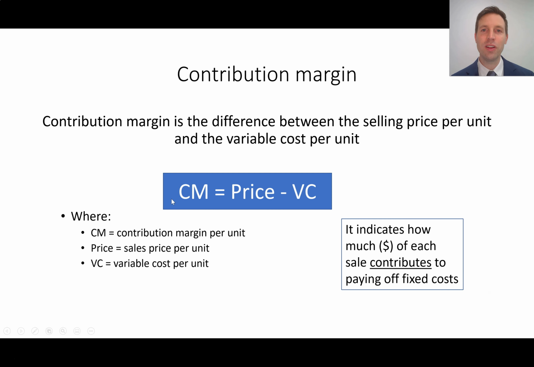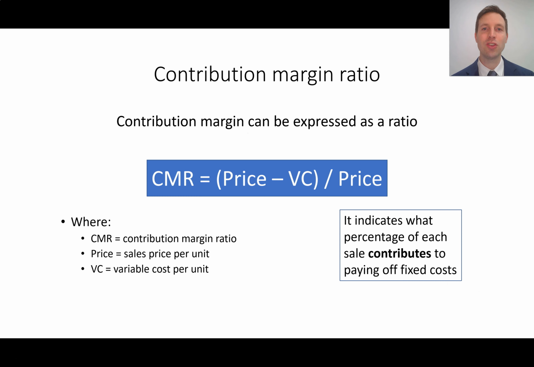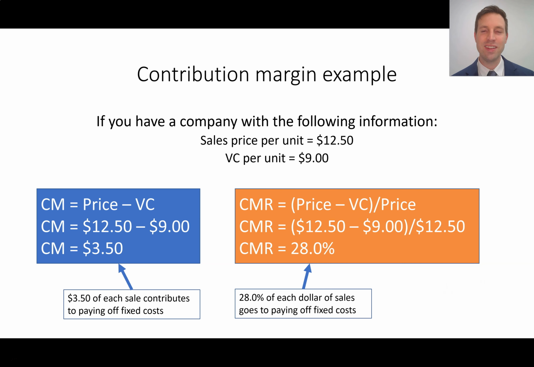So this formula, contribution margin equals price per product minus variable cost per product, is the contribution margin per unit. We can also express the contribution margin as a ratio, which would be: the contribution margin ratio is equal to the price minus the variable cost, divided by price. Both the contribution margin expressed per unit or as a ratio can be used in a very similar manner for similar analysis, but sometimes there are pros and cons of expressing it on a per unit or as a ratio basis. So the contribution margin is very easy to calculate.